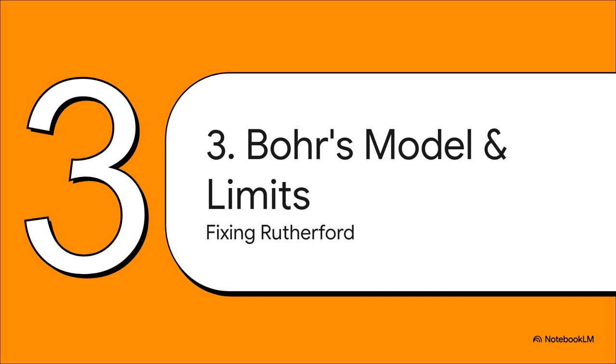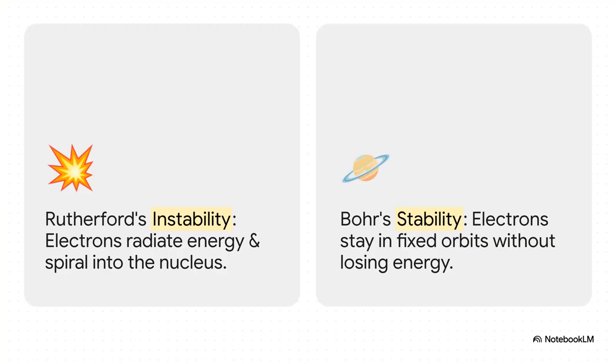Section 3. Bohr's Model and Limits. So, Rutherford had discovered the nucleus, which was amazing, but his whole solar system analogy had a massive, physics-breaking plot hole. If electrons orbit the nucleus like planets around the sun, well, they are constantly changing direction. And according to Maxwell's established electromagnetic theory, any charged particle moving in a circular path has to continuously radiate energy. If Rutherford's model were entirely correct, the electron would constantly lose energy, its orbit would shrink, and it would spiral straight into the nucleus in a fraction of a second, a theoretical death spiral.